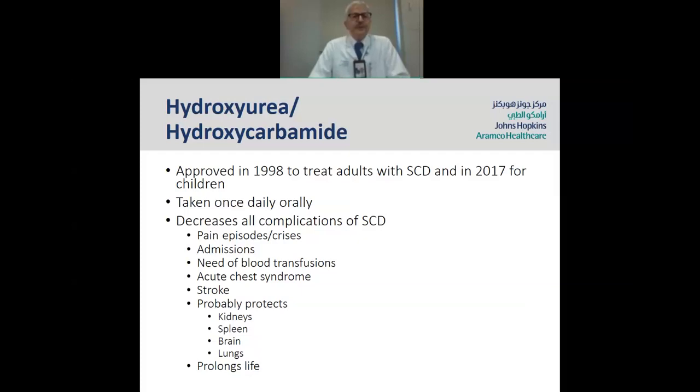In multiple studies, it has been shown to decrease all complications of sickle cell disease, such as pain crises or episodes, admissions to hospital, need for blood transfusion, acute chest syndrome, and stroke. In fact, for children who are at high risk to develop stroke, which can be predicted by doing a special study of the speed of blood in the arteries that feed the brain, it's been shown in good studies that it prevents its development in children at risk. It also probably protects the kidneys, spleen, brain, and lungs. And multiple studies show that people with sickle cell disease who take hydroxyurea prolong their lives.